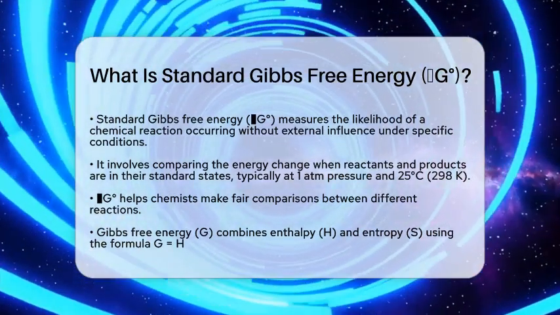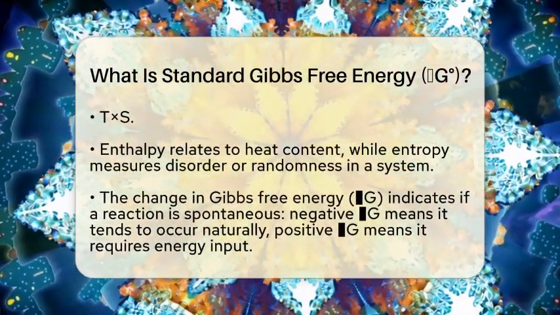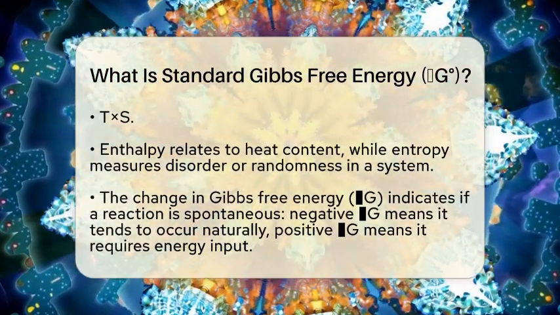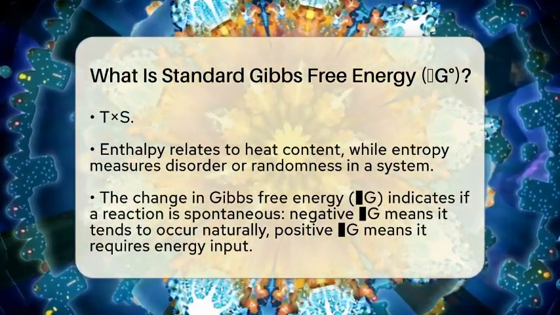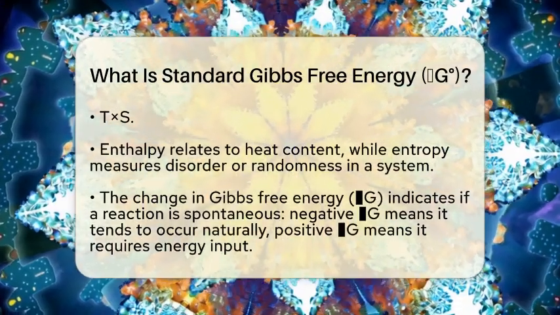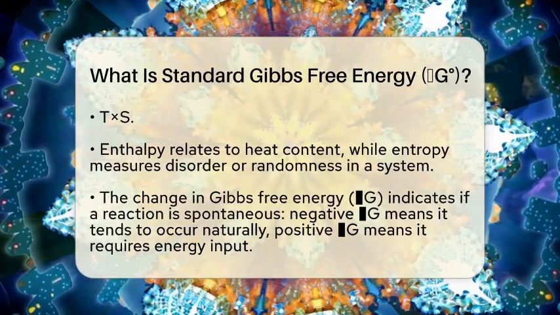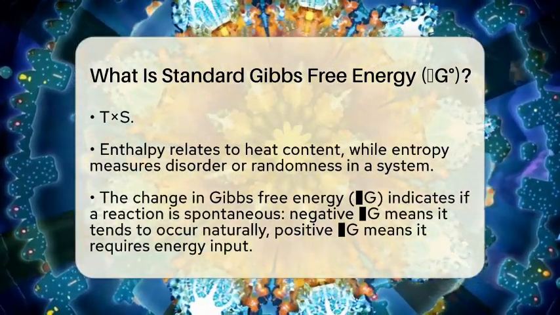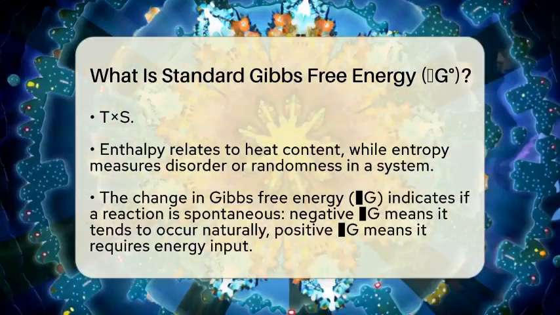To understand ΔG°, we need to look at Gibbs free energy itself, which combines two key ideas, enthalpy and entropy. Enthalpy is about heat content, or how much energy is stored in bonds. Entropy measures how disordered or random a system is. The relationship is simple. G equals H minus T times S, where G is Gibbs free energy, H is enthalpy, T is temperature in Kelvin, and S is entropy.